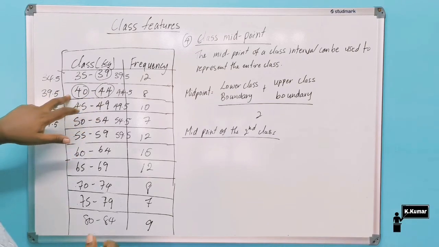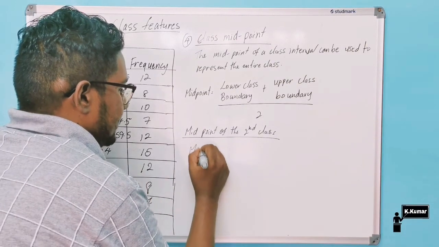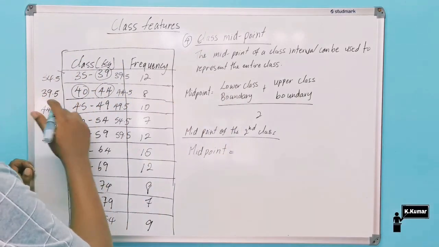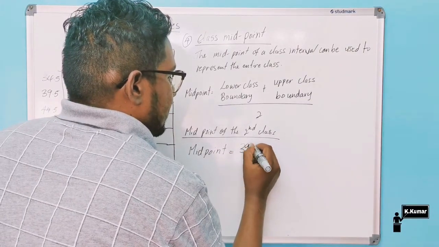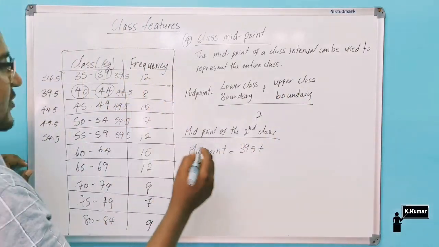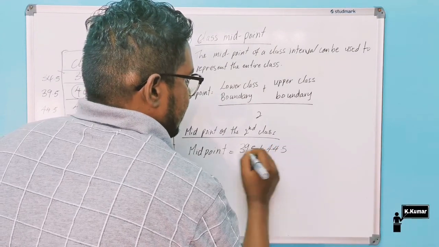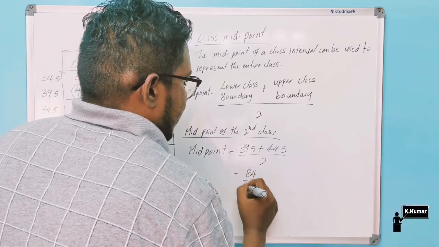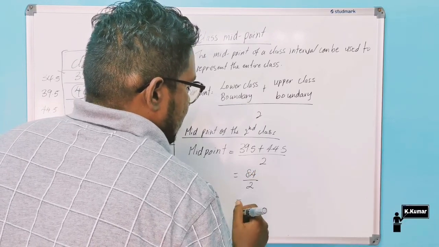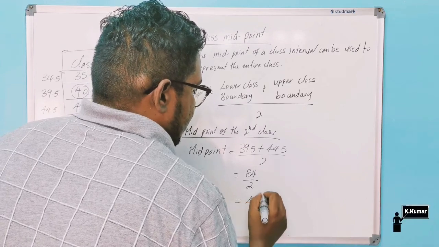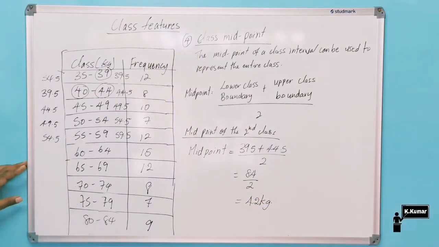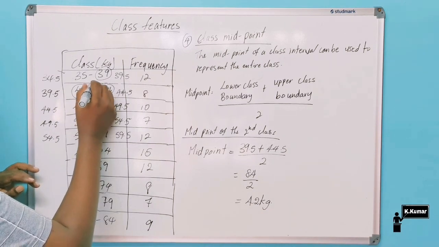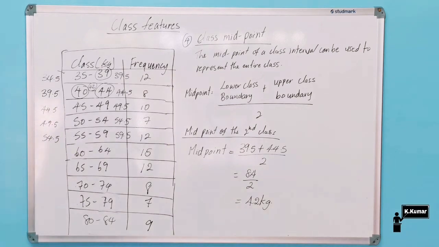44. So our lower class boundary, we found to be 39.5, plus our upper class boundary, which is 44.5, divided by 2. And when you add them, you're going to get 84 divided by 2. So the midpoint is going to be 42 kg. So somewhere in here, 42 is the midpoint of that class interval.